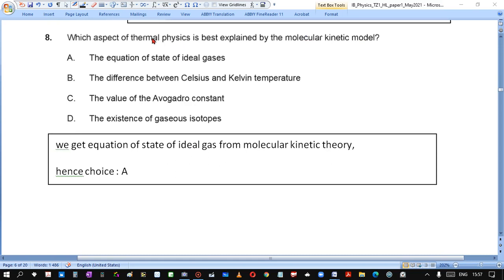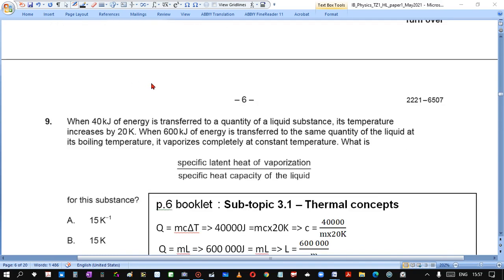Which aspect of thermal physics is best explained by a molecular kinetic model? We get the equation of state, choice A, from kinetic theory, molecular kinetic theory, so we choose choice A.